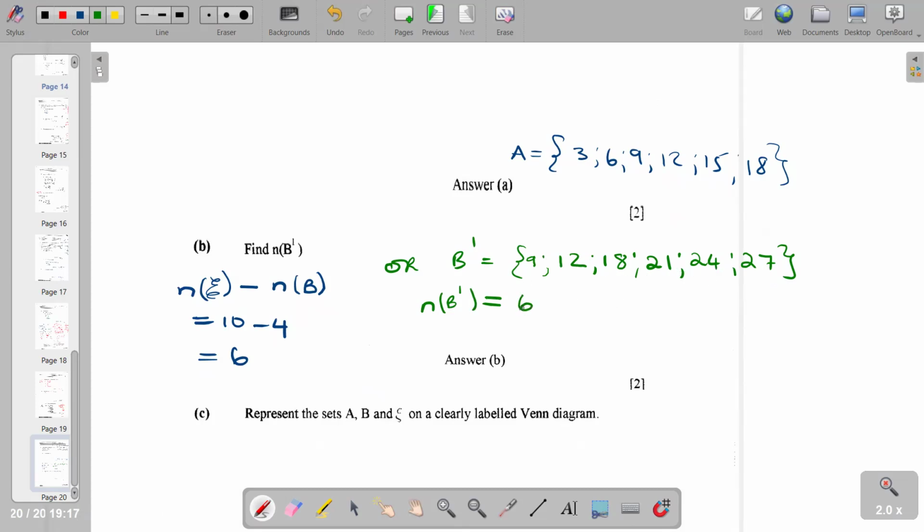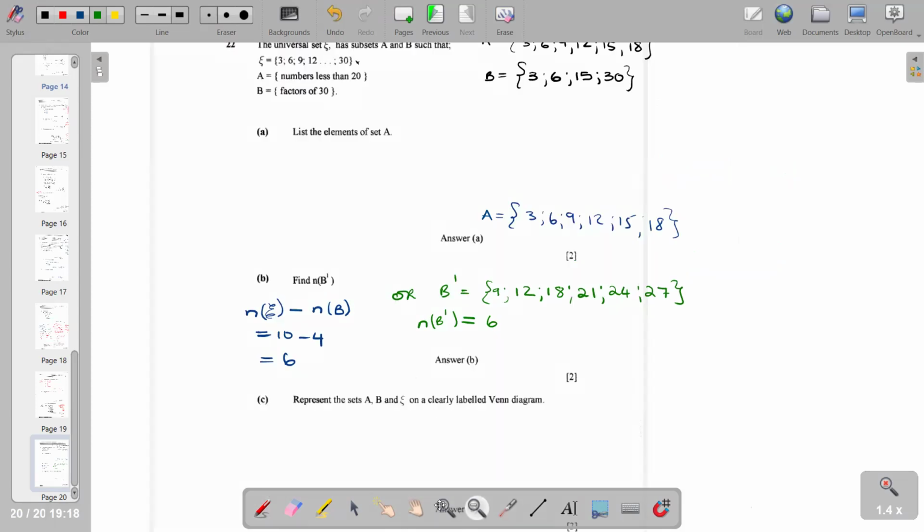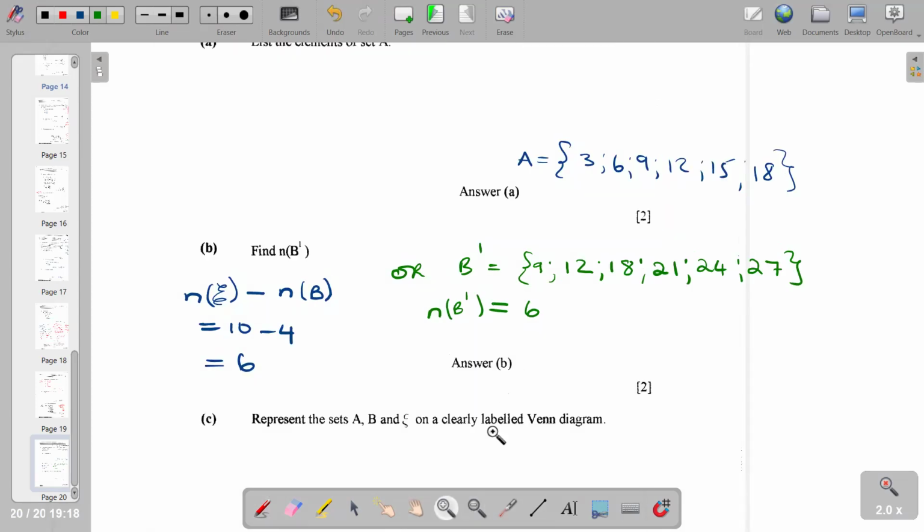It is very important to note that when you put the number of elements, you are not going to put the curly brackets. If you put the curly brackets, it's now wrong. So our final answer here, the number of elements in B complement, must be equal to 6. We don't put curly brackets. And when we are listing elements in a set, always remember you put curly brackets. If you leave out the curly brackets, then again your answer is wrong.